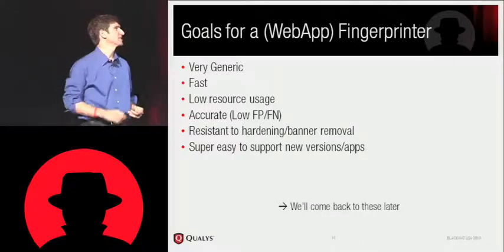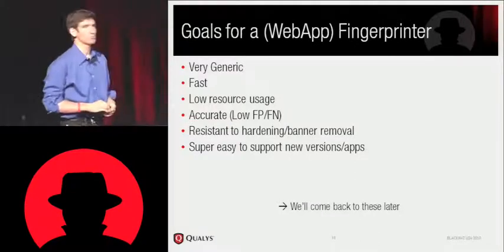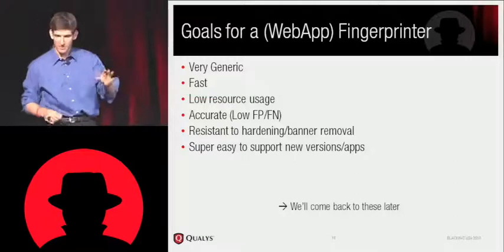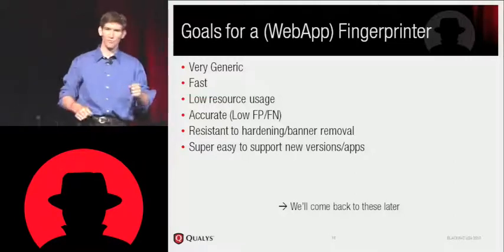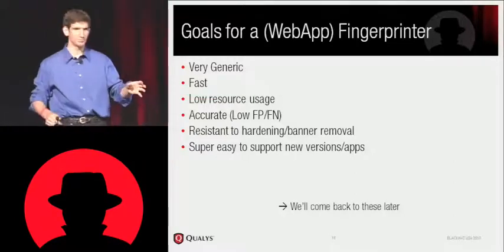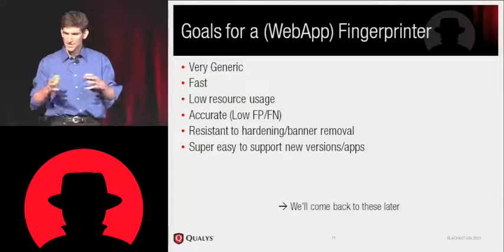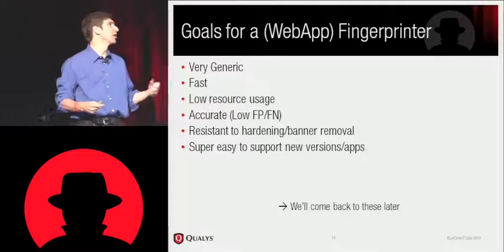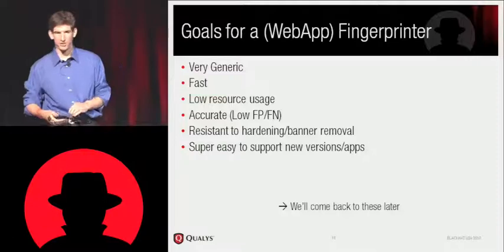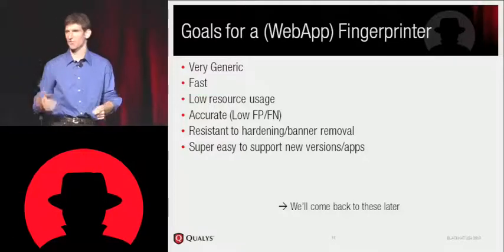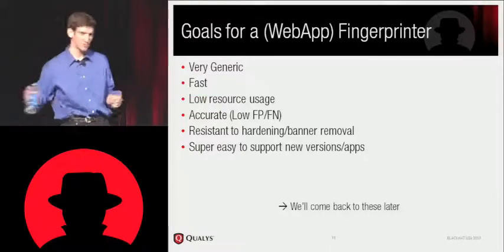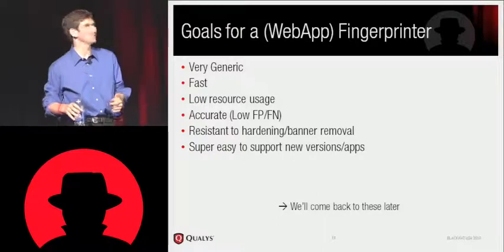All right, so setting out some goals for any fingerprinter, web app fingerprinter in particular. We want it to be very generic. We want to run the same code for every single app that we come across, for every single plugin. We want this to be very data-driven. All the logic is in the data. We want it to be fast. My goal was, you shouldn't have to go get a cup of coffee while this thing's running. Ideally, you shouldn't even have to reach for your coffee. We'll see how that goes.